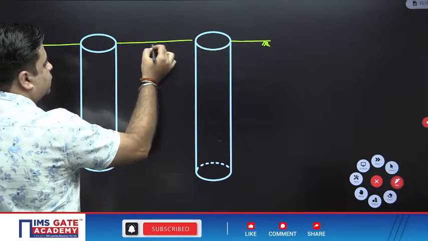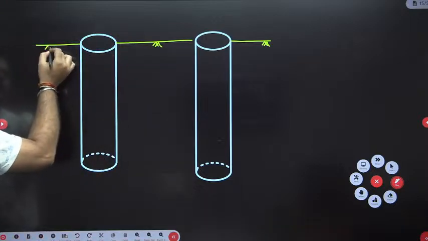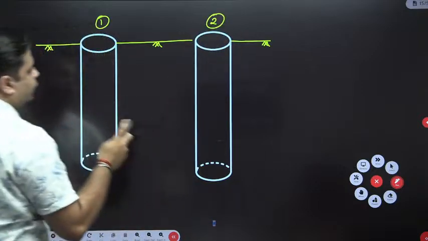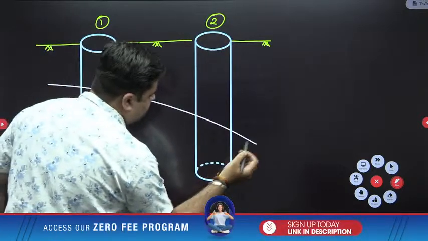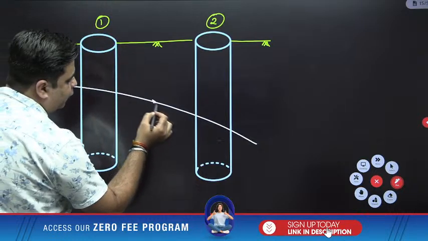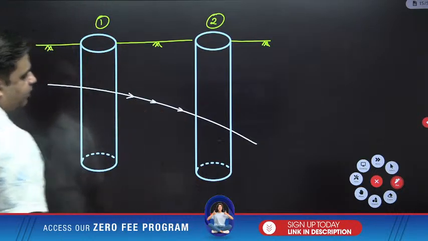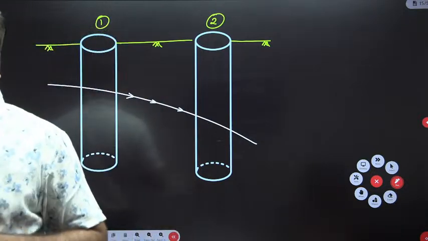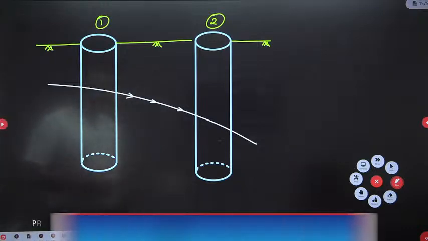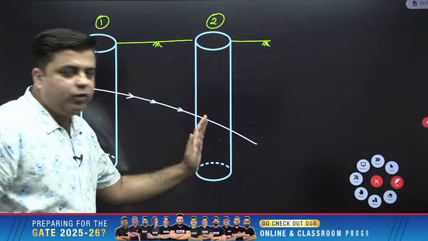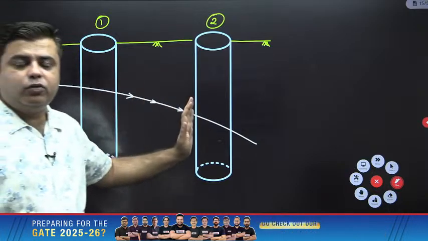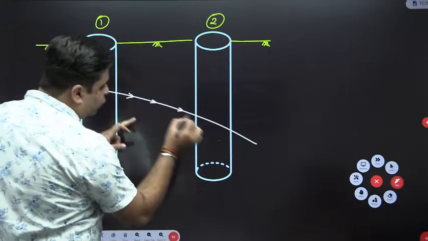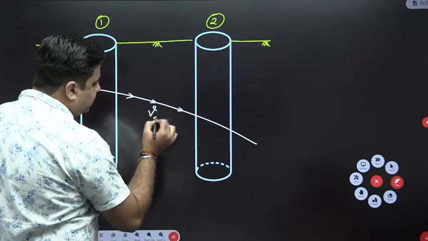So these are two wells situated in the soil medium, and the water is flowing from well 1 to well 2 like this. Now, when the water flows from well 1 to well 2, first of all, tell me by which velocity this water will flow. The answer is the seepage velocity. The velocity by which this water flows from well 1 to well 2 is the seepage velocity.